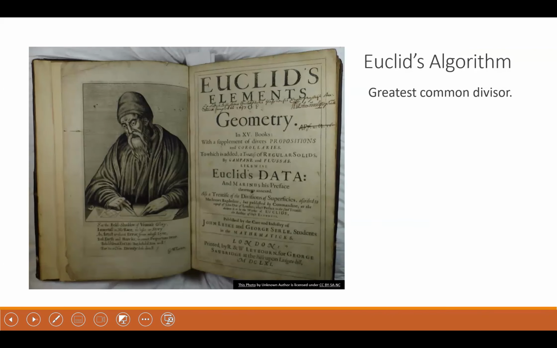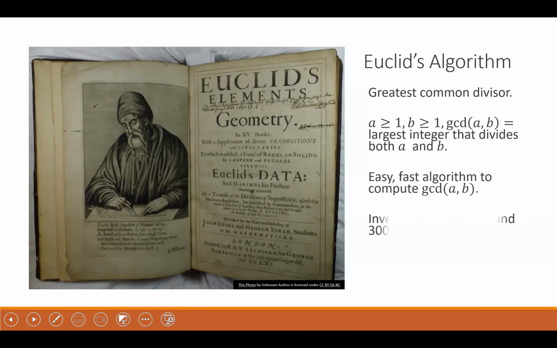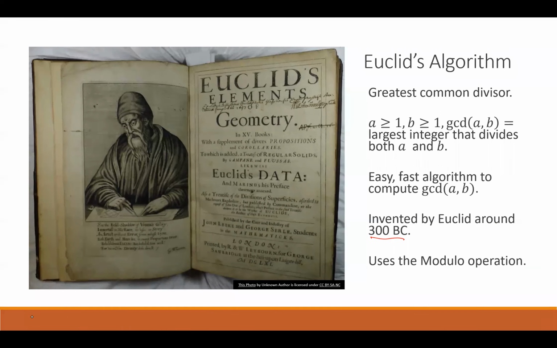So Euclid's algorithm for greatest common divisor sort of gets around this prime factorization. What it does is fast and easy. Fast, I mean, way faster than prime factorization. We'll see exactly how fast. It was invented around 300 BC, and it uses the modulo operation. All right, I want to make sure I don't run out of time.